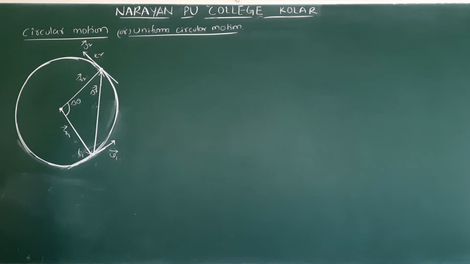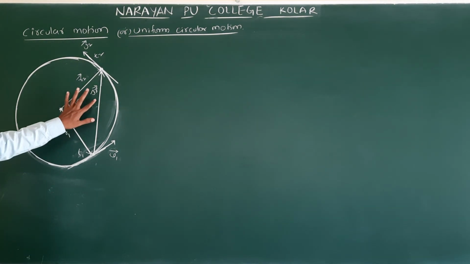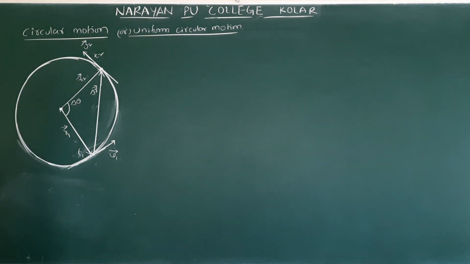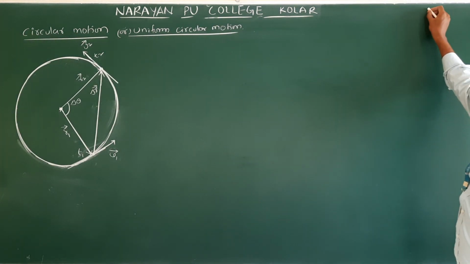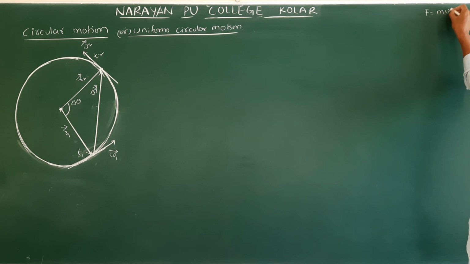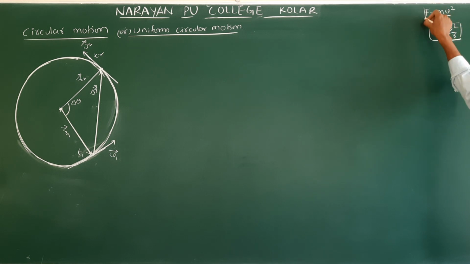Already you have studied this in your SSLC. When an object is in circular motion, it experiences centripetal force. That centripetal force you have seen as F is equal to mv square by r, and A is equal to v square by r, the centripetal acceleration. This you have seen directly. Now we will see the proof of this. Acceleration proof: A is equal to v square by r.